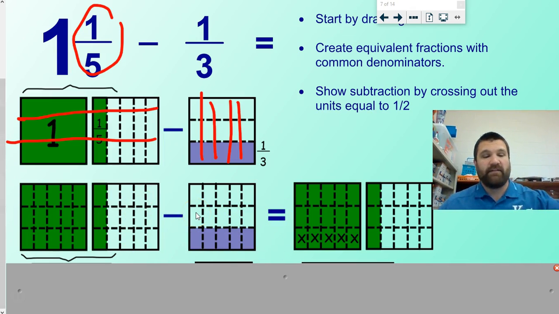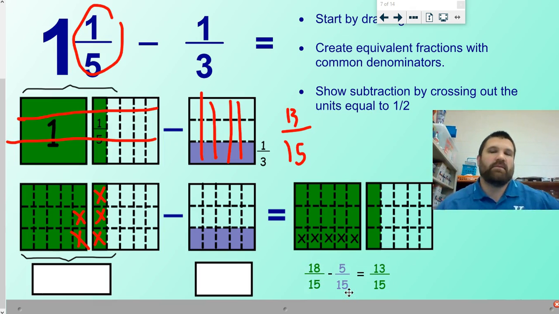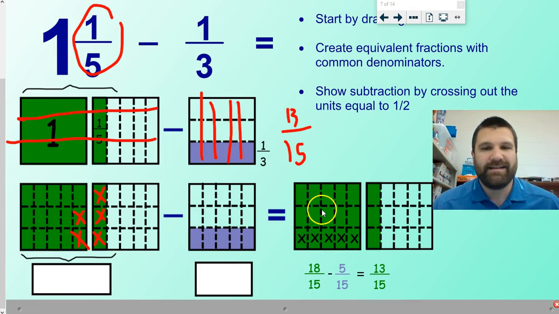So now we take away 5, and that's just as easy as like they did over here, saying 1, 2, 3, 4, 5. And what are you left with? 1, 2, 3, 4, 5, 6, 7, 8, 9, 10, 11, 12, 13. Okay? But 13 what? It's 1, 2, 3, 4, 5, and there's thirds, so it should be 13 15ths. Let's check our answer. Oh, voila! We can do math. If we haven't got it, we're going to be able to get it eventually.